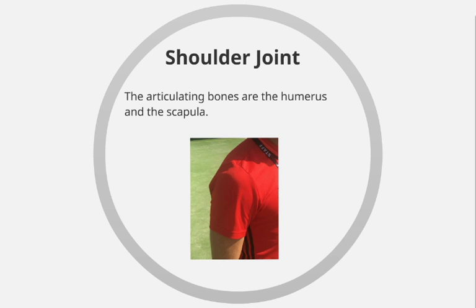Moving on to the shoulder joint, the articulating bones here are the humerus and the scapula. The humerus, which is the bigger bone in our upper arm, fits into the depression within the scapula. So remember, the scapula is what commonly we call the shoulder blade, but for the purpose of GCSE, we need to refer to it as the scapula.